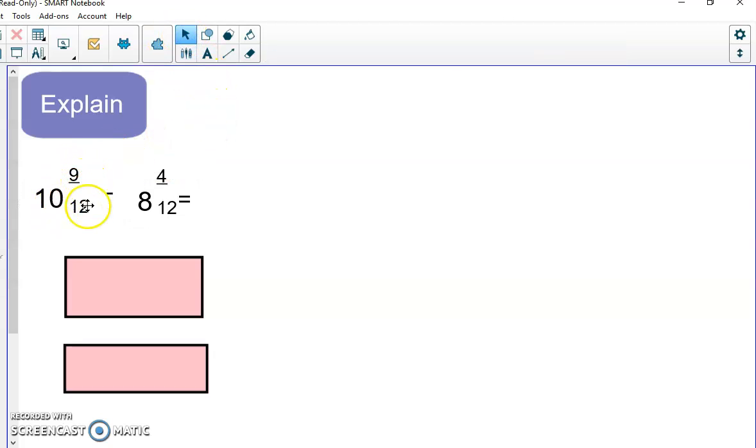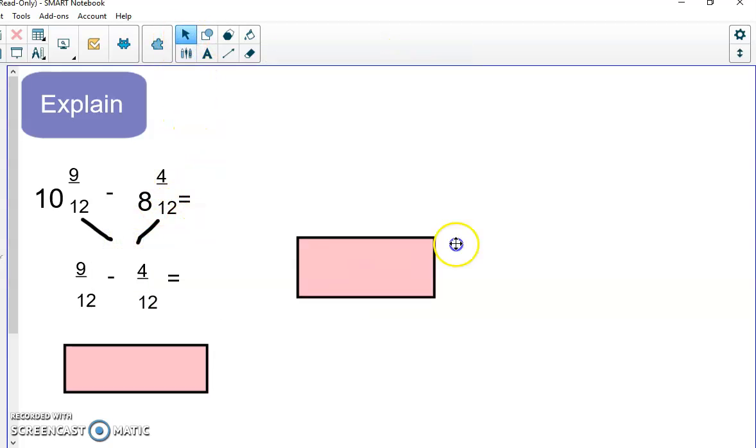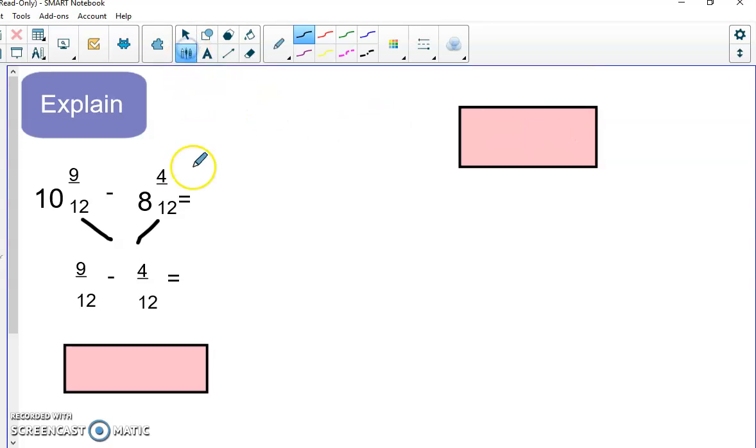Now we have 10 9/12 take away 8 4/12. Again, we start with our fractions. So 9/12 and 4/12. We know our denominator stays the same as 12ths. And now we need to subtract our numerator. 9 take away 4 equals 5. So my fraction is 5/12.